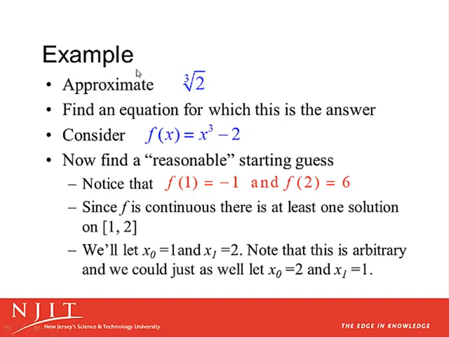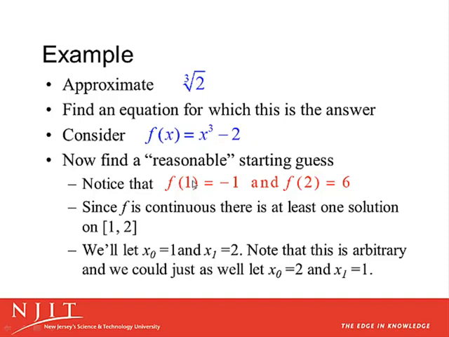We'll work the same example, approximate the cube root of 2. So we find an equation for which this is the answer, x cubed minus 2, right? X cubed minus 2 equals 0. We consider finding a reasonable starting guess. We note that f of 1 is negative. We know that the cube root of 2 is between 1 and 2.